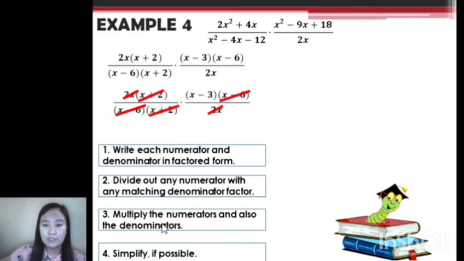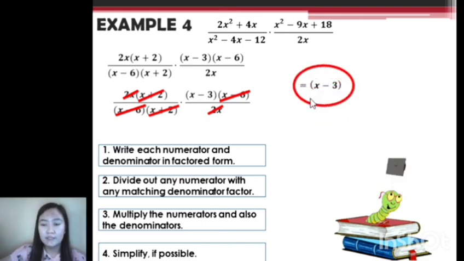Multiplying the numerators and the denominators. So this is equal to 1. 1 times the quantity of x minus 3 is equal to x minus 3, times 1 and 1 equal to 1. Simplifying our answer, that is x minus 3. Therefore, multiplying 2x squared plus 4x over x squared minus 4x minus 12 and x squared minus 9x plus 18 over 2x is equal to x minus 3.